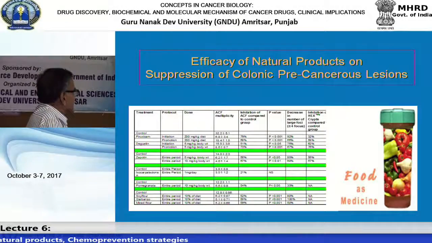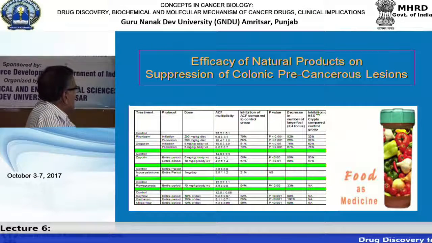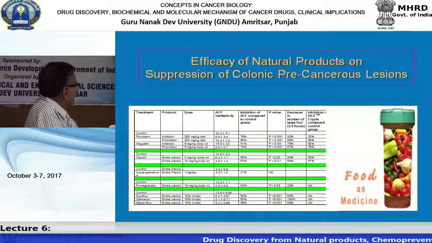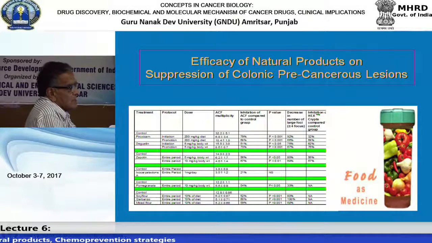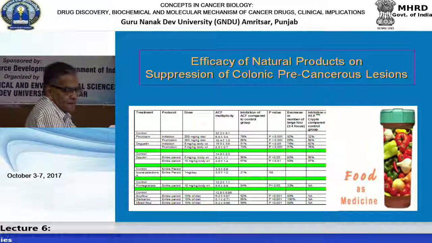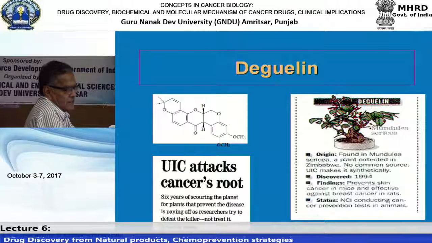I won't go into this, but this slide shows the different compounds. We have a dagulin paper, we have a saporin paper, we have a pomegranate paper, and we have different flower papers showing the effect on ACF. And this we talked about yesterday, is how the Wnt signaling works.